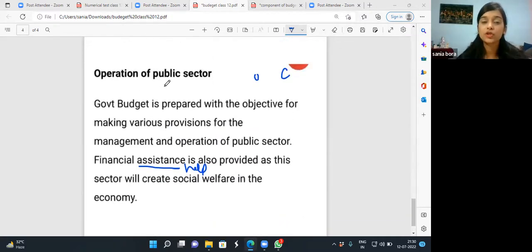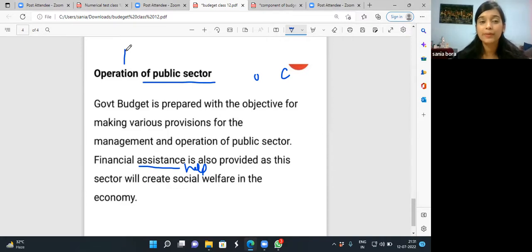Okay, so operation of the public sector. See, there are two sectors. One is private and one is public. Private, you all know, is highly charged. Public is basically the government. Two sectors: private and the government. So the public sector is also known as the government sector. So what happens? The government budget is prepared with the objective of making various provisions for the management and operation of the public sector.